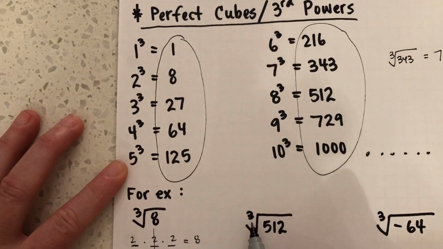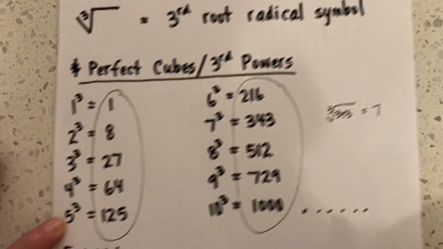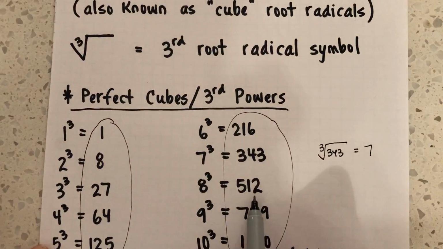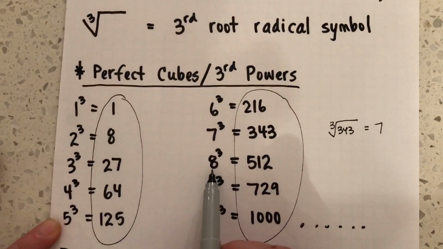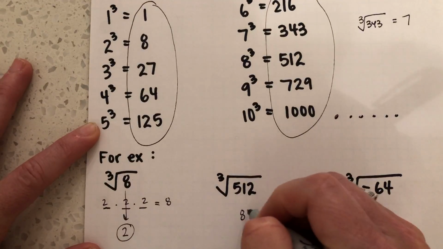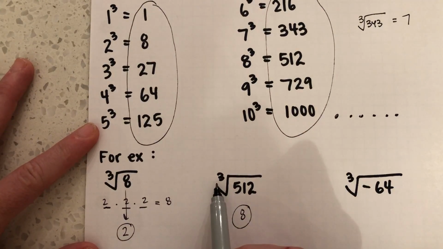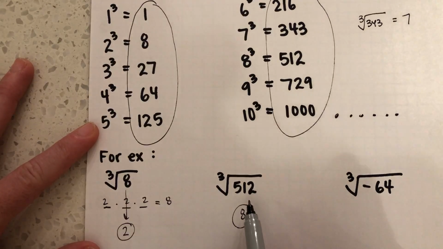What's the third root of 512? Look on your list. The third root of 512 is 8, because 8 times itself 3 times will get you 512.